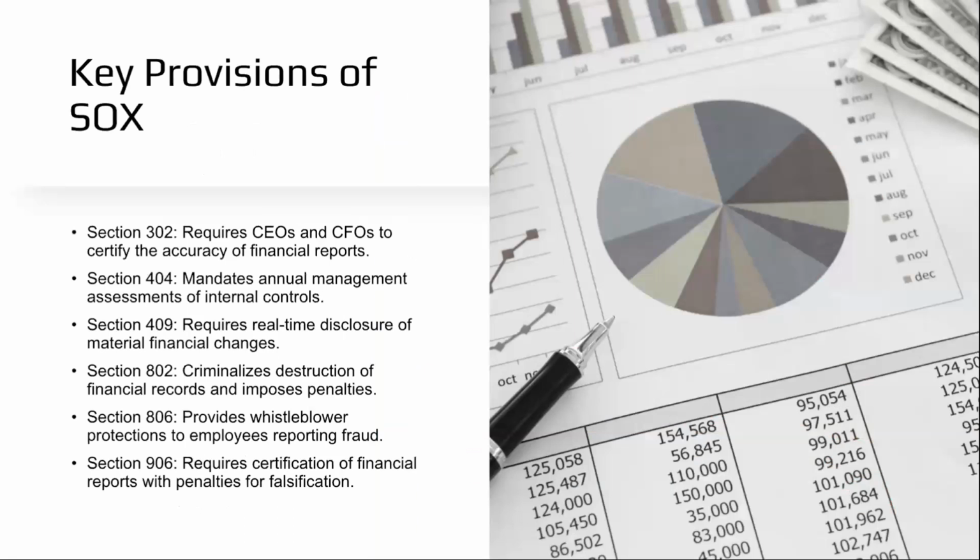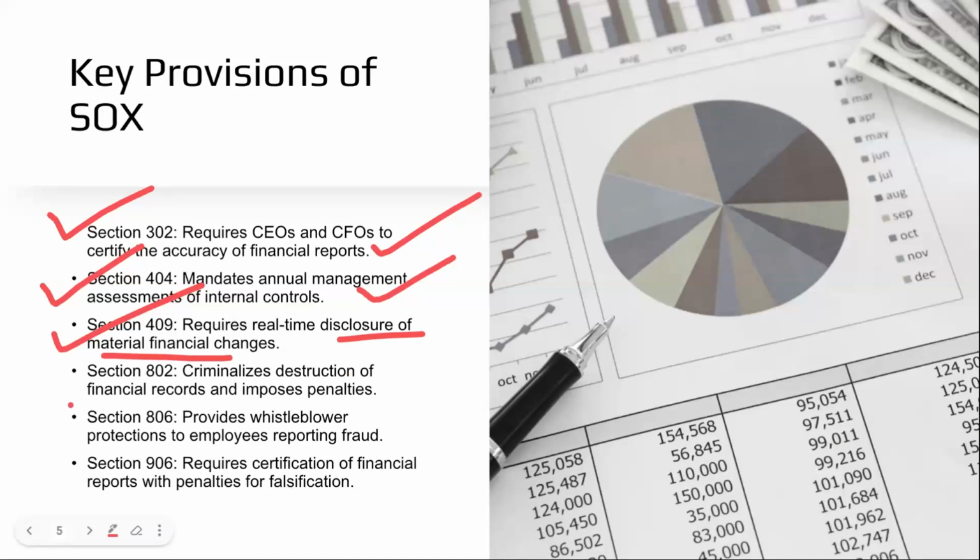Yes. So what are the key provisions? Basically, this is again a law of the government. Section 302 basically requires CEO and CFOs to certify the accuracy of financial reporting. Section 404 mandates the annual assessment of internal controls. Section 409 requires real-time disclosure of material financial changes. Section 802 criminalizes destruction of financial records and imposes penalties.